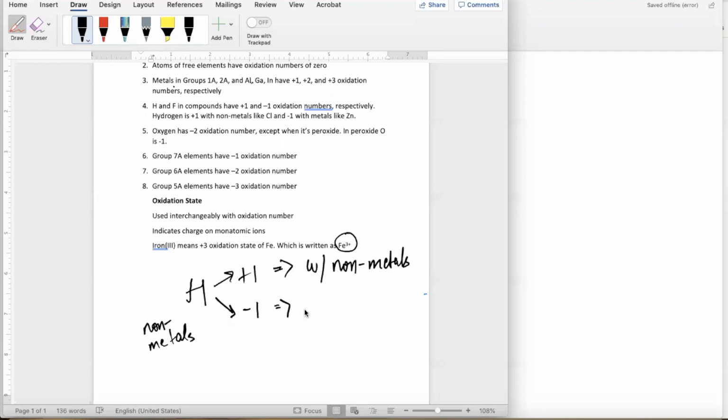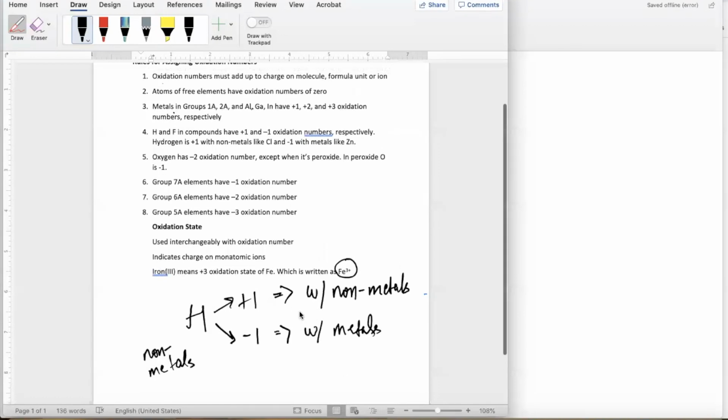Now, hydrogen is going to be -1 with what then? With metals. So if hydrogen was next to iron, then iron is a metal, and that's when hydrogen can act as a good nonmetal and become a negative charge. So again, you want to remember to have this with you. When you practice this, you'll remember it automatically, or you can have this handy when you're taking your exam. Great.